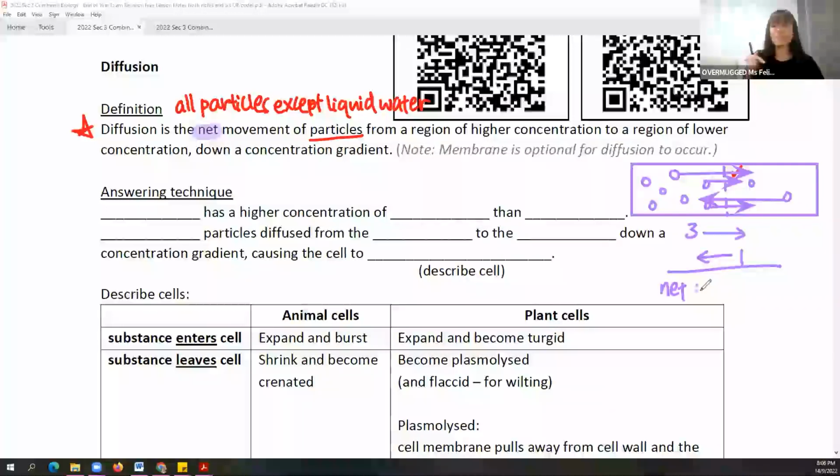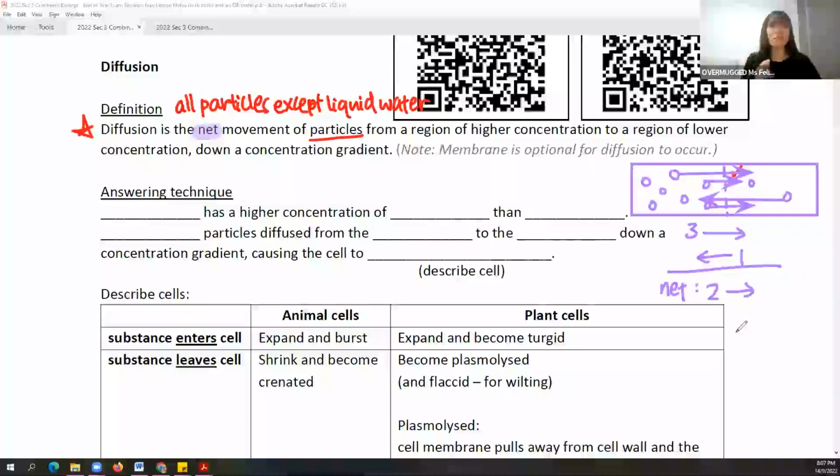Like for example, if you were to go shopping, then there is sales. The price that you pay after discount is actually called the net price. Net means overall. So in this case, the overall is still down the concentration gradient. That's why we will say that it is possible for the particle to move in the opposite direction, as long as the net, the overall, is down the concentration gradient.